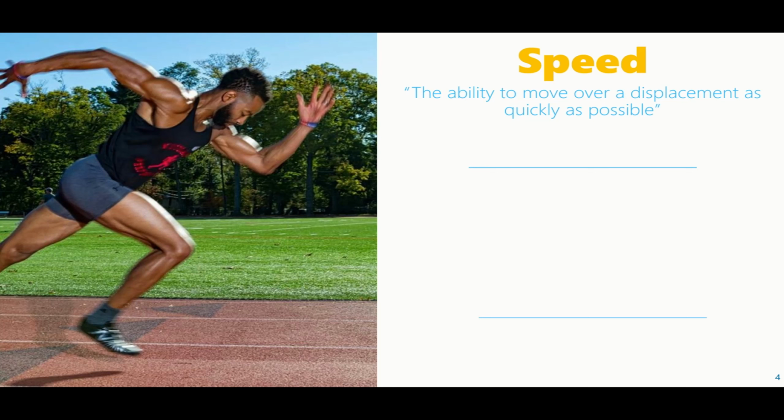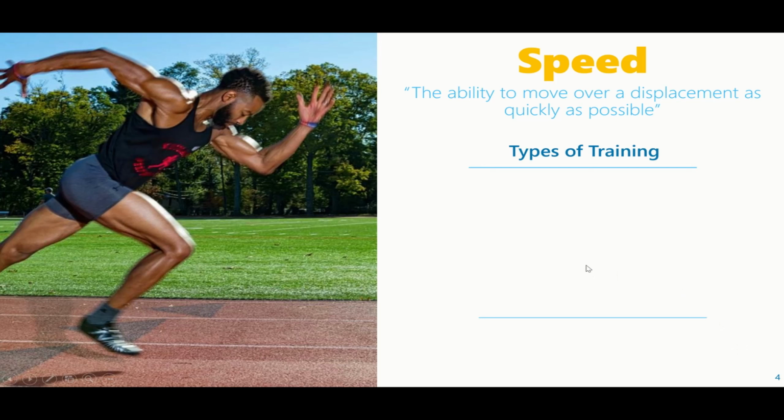But of course, we can express speed and we can show speed in many different ways. So, for example, a boxer throwing a punch, being able to get their hand from their chin to their opponent's face and then back to their chin. Of course, this is a very different type of speed to what you would see from a 100-meter sprinter. Nonetheless, both are moving over a displacement as quickly as possible.